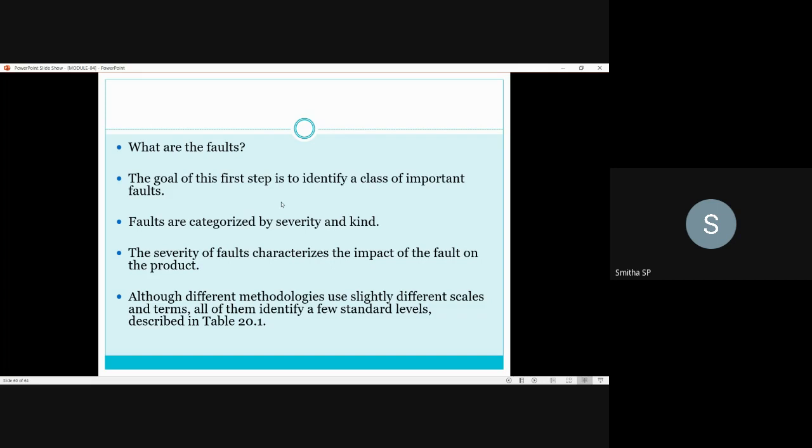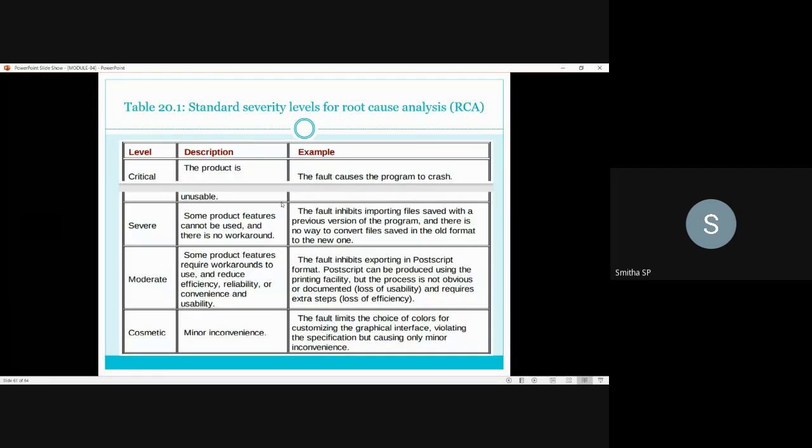Although different methodologies use slightly different scales and terms, all of them identify a few standard levels, which are described in Table 20.1. Here they are telling you that different methodologies are used to categorize these faults, with different scales and terms. But there are a few standard levels into which these faults fall, as described in Table 20.1.